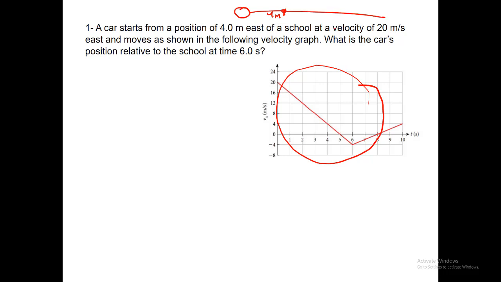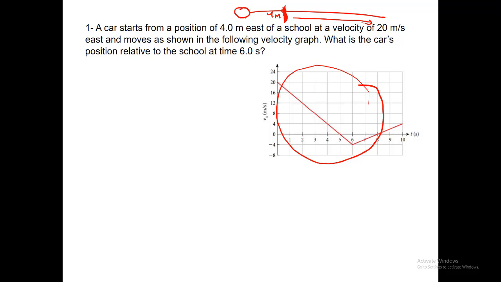So the question is, how much is the total distance or the position? What is the car's position relative to the school at 6 seconds? So don't forget. You will get the position, then you have to add 4 meters because you started from here, you didn't start from there. This data has been recorded after 4 meters. Once we get the distance here, we have to add 4 meters.